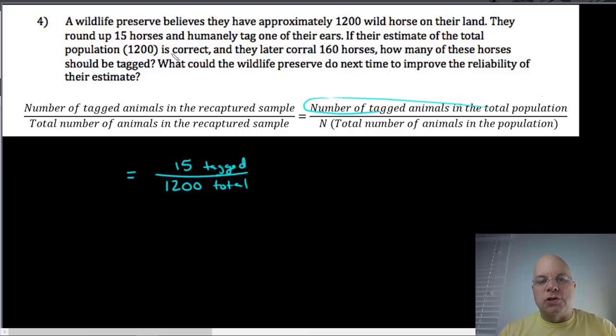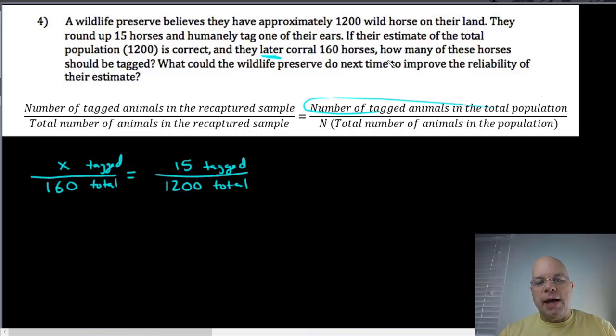If their estimate of the population, 1,200, is correct, and they later corral, so here's the key word, later, so this is our recaptured sample. They later corral 160 horses. How many of these horses should be tagged? So our ratio of tagged to total in the recaptured sample should be equivalent to our ratio of tagged to total in the total population. I feel confident that putting tagged and total is going to make these proportions easier to set up without having to use the earlier guideline. So later they corral 160 horses. That's the total number of horses in the recaptured sample. We want to know how many of those horses would be tagged. So that's our unknown X.